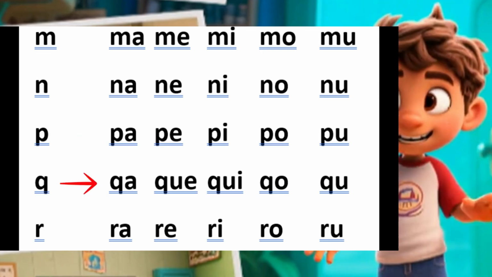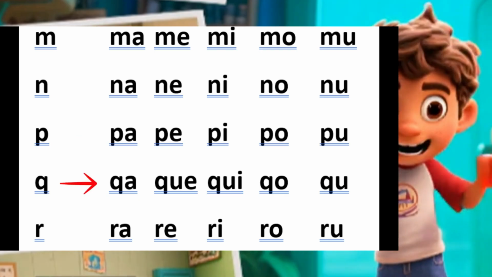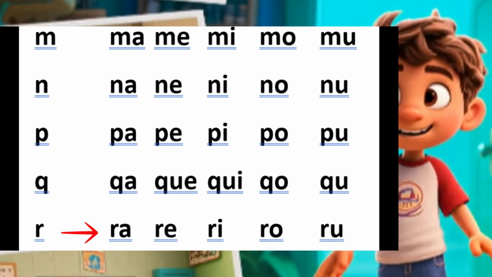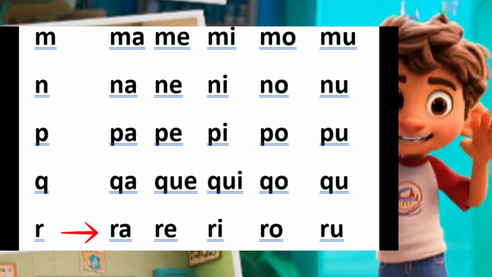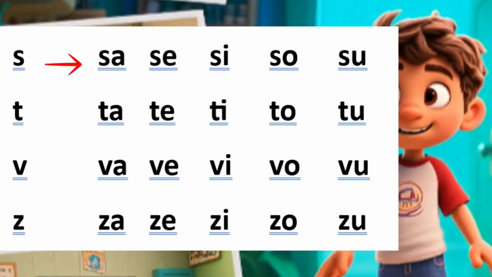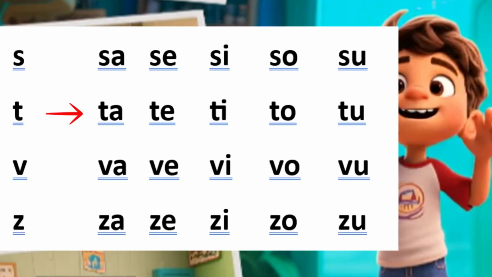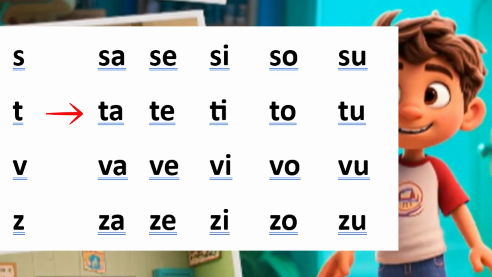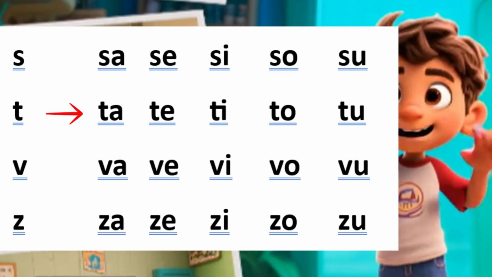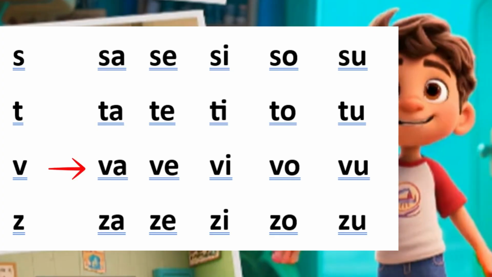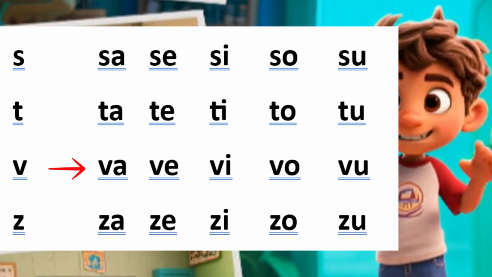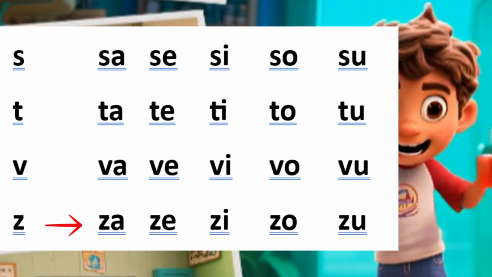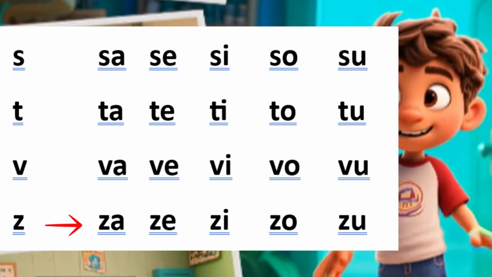Q, qua, que, qui, quo, quoo. R, ra, re, re, ro, roo. S, sa, se, si, so, su. T, ta, te, ti, to, tu. V, va, be, vi, vo, vu. Z, za, ze, zi, zo, zoo.